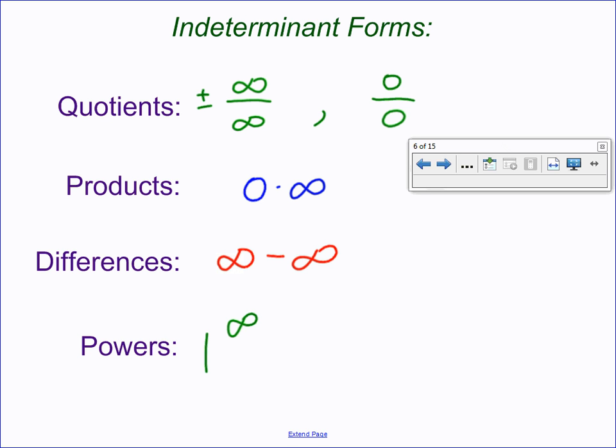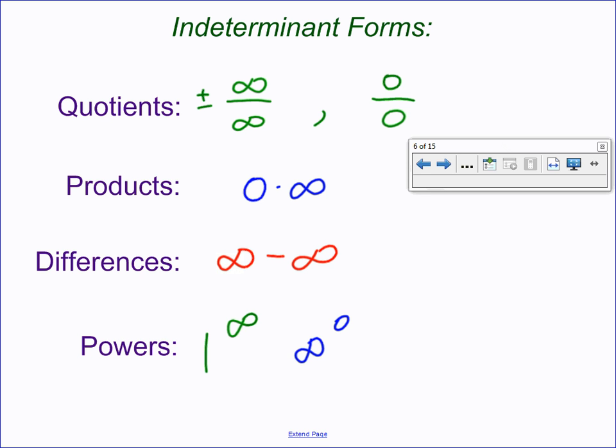That'd be infinity to the 0. Infinity to the 0. Nice job. 0 to the infinity would be no problem. If my base is approaching 0 and I'm multiplying the smaller number over and over again, that's going to pull towards 0. But infinity to the 0 is definitely indeterminate.